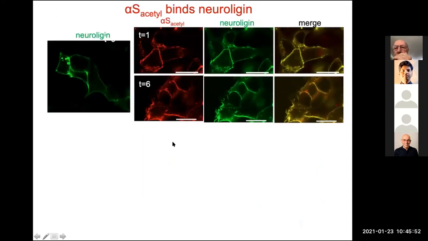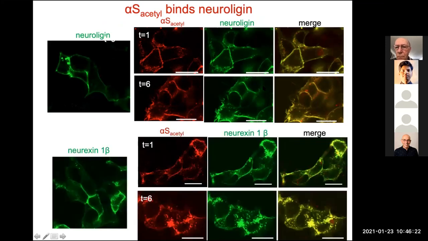First of all, something quite interesting is that synuclein actually will bind to neuroligin. This is HEK cells expressing neuroligin. This top row is at 1 hour of incubation, and this is at 6 hours of incubation, and they'll become important in a minute. What you can see is that the alpha-synuclein is bound on the outside of the plasma membrane when we overexpress neuroligin, but this doesn't really change as a function of time. The images at 1 hour look more or less like the images at 6 hours.